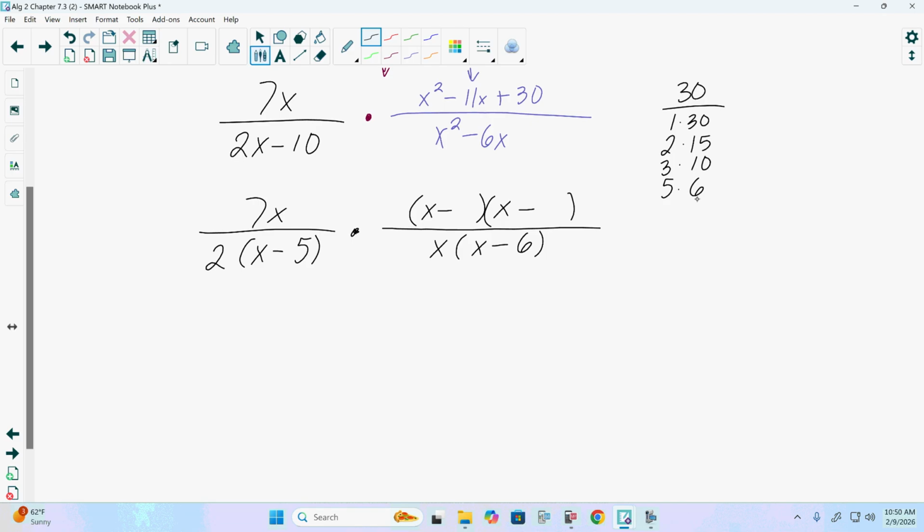Which one of these sets of factors do we want to try first? 5 and 6. What leads us to wanting to try or go with 5 and 6 first?